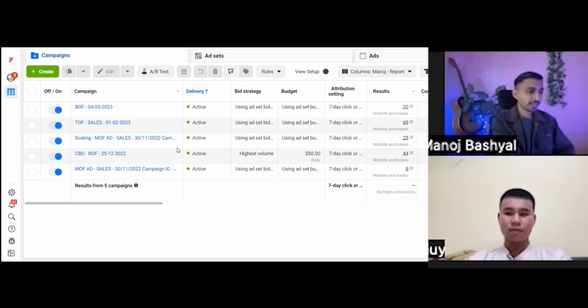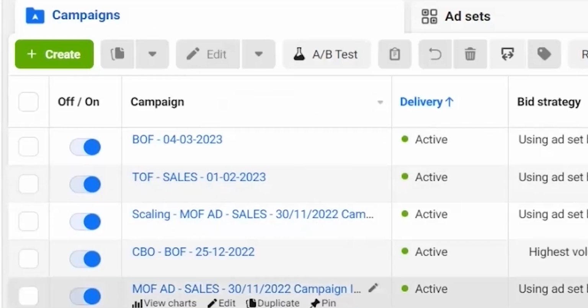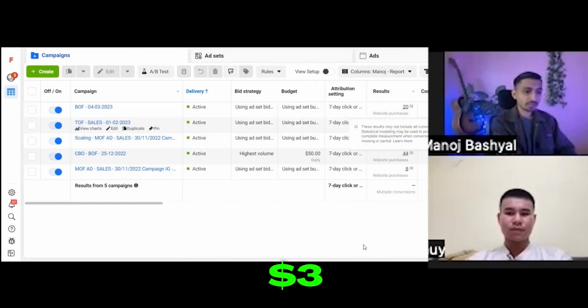If you see even in the top of funnel audience, which means the cold audience, we're generating a lot of revenue from this. Here you can see the cost per purchase in the last 7 days is $3.98, and we have got 69 purchases. Similarly, in the middle of funnel campaigns, the cost per purchase is $6, $3, $8.